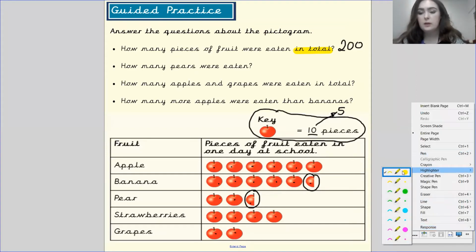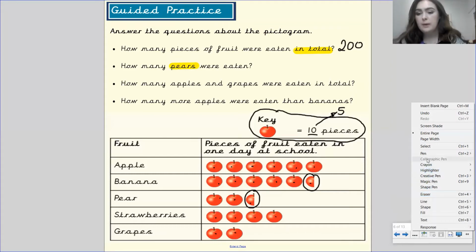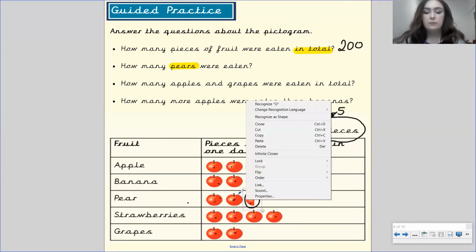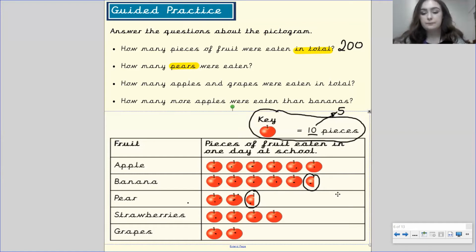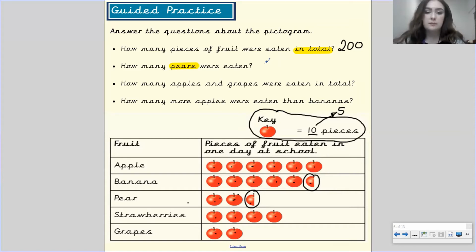Okay, let's have a look at the next question. So the next question says, how many pears were eaten? So where are we going to be looking on our pictogram? Well done, we're going to be looking here. Now we know that when we see that apple, it represents 10. And if we see half of that apple, it represents 5. So let's count how many pieces of pears were eaten. So we've got 10, 20, and then we've got a 5. So altogether, 25 pears were eaten.